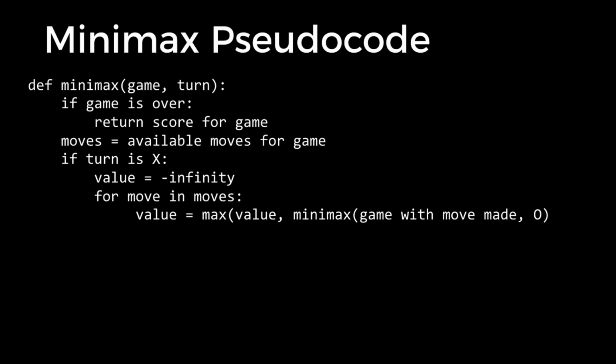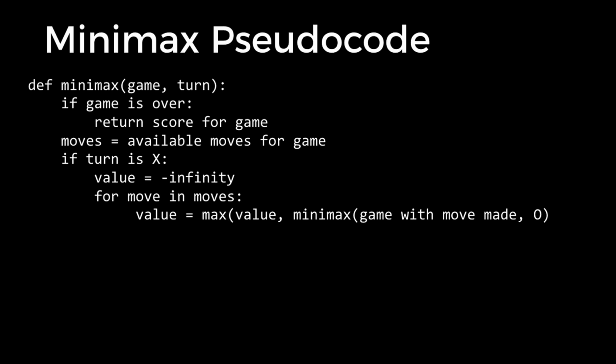The idea that, OK, for every possible move that X can make, let's consider what the score of that move would be if you were to make that move and then let O play. Let O play optimally and see what the score of that would be. Take all of those scores and take the maximum of all of them, because X wants to maximize the total possible score.